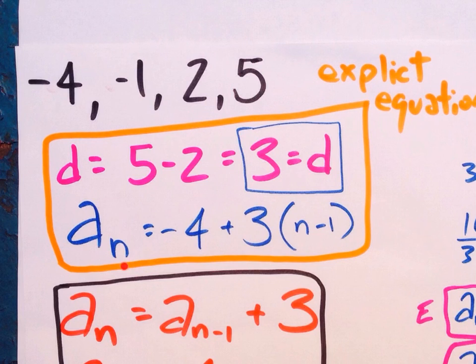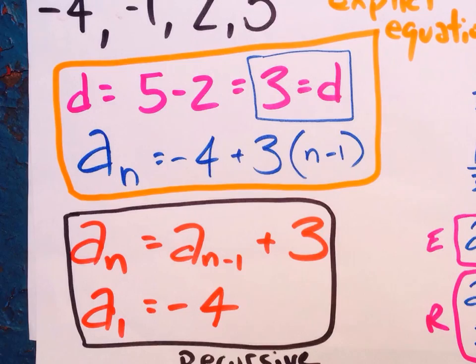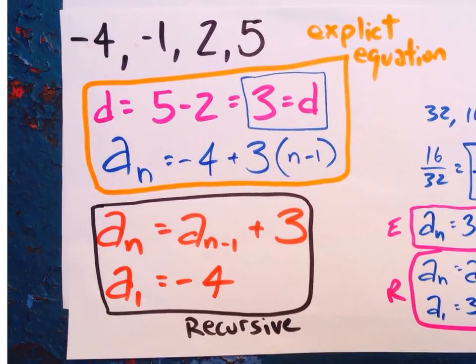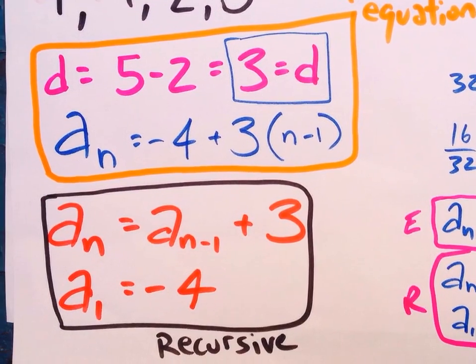So it's going to be a sub n equals -4, which is the first term, plus the difference, that we just figured out, times n minus 1. So that's the explicit equation. What is the recursive? We're going to do a sub n equals the previous term plus the difference. And the first term, of course, is -4.